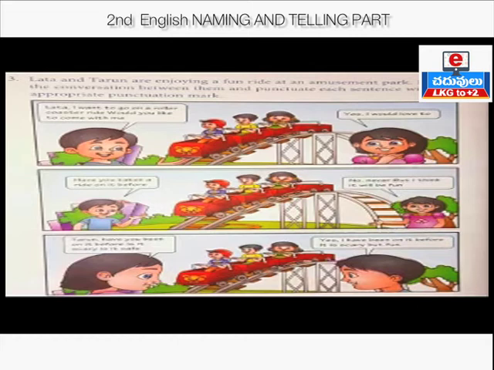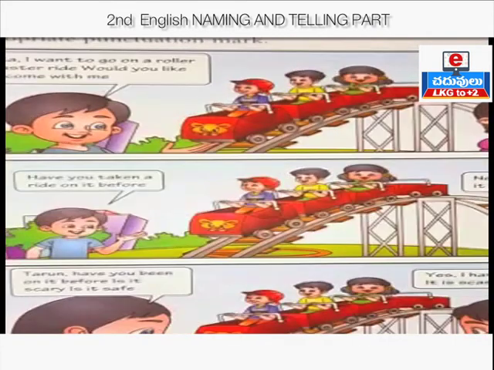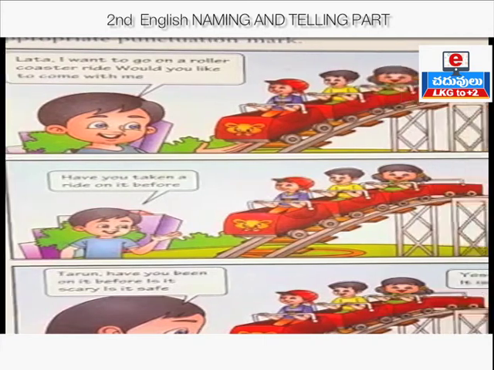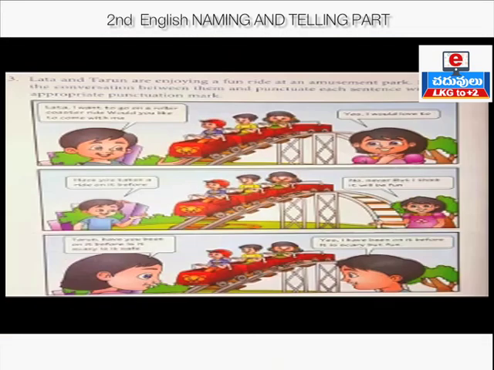First, what is Tarun saying? Lata, I want to go on a roller coaster ride. Would you like to come with me? And Lata is saying like this, yes, I would love to. Have you taken a ride on it before? And Lata is saying like this, no, Tarun, never. But I think it will be fun.